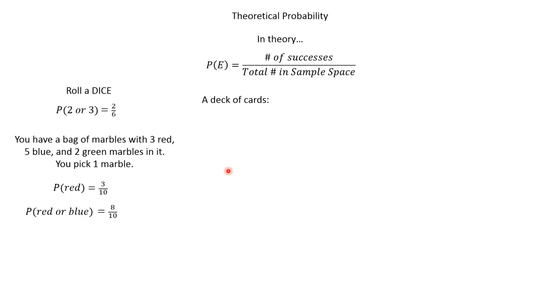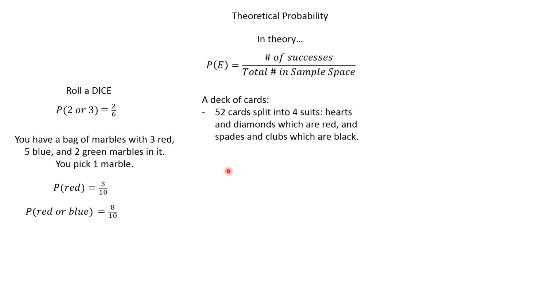Now let's look at a deck of cards. Now, a deck of cards is something that comes up. There's some background knowledge here that I expect you to have, but in my experience, not everybody does coming in. So let's explain a deck of cards really quick. First of all, there's 52 cards in this deck. They're split up into 4 groups called suits. There's hearts and diamonds, which are both red. There's spades and clubs, which are both black. So if it's looking for a red card, half of them are red, half of them are black.